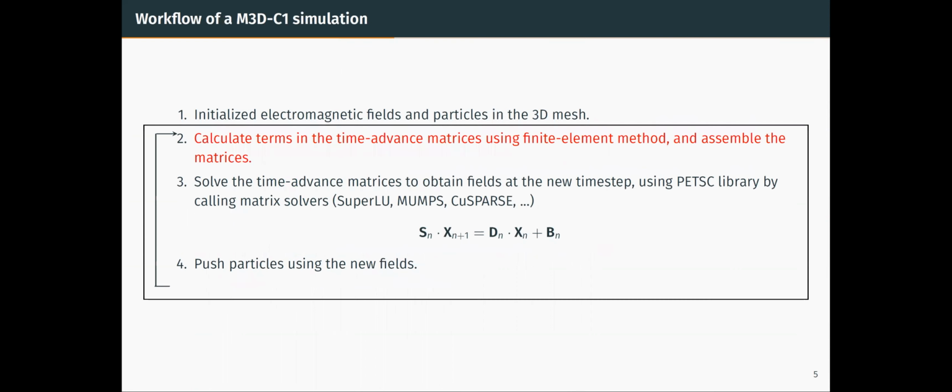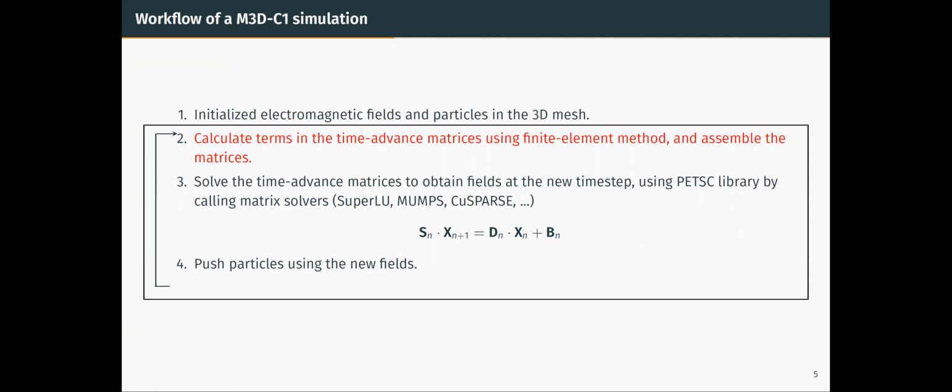Here we show the basic workflow of this code. I think it's very similar to the other initial value codes that people have discussed in this meeting. In one time step, we need to do three things. The slight difference from previous codes is that this code is an implicit code. The first thing we need to do is calculate the time advance matrix. Then we need to solve this matrix. To do that, we call the PETSc library and matrix solvers like SuperLU, MUMPS, and cuSPARSE.